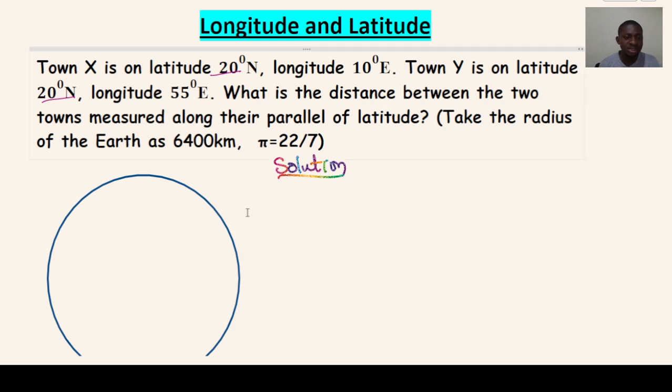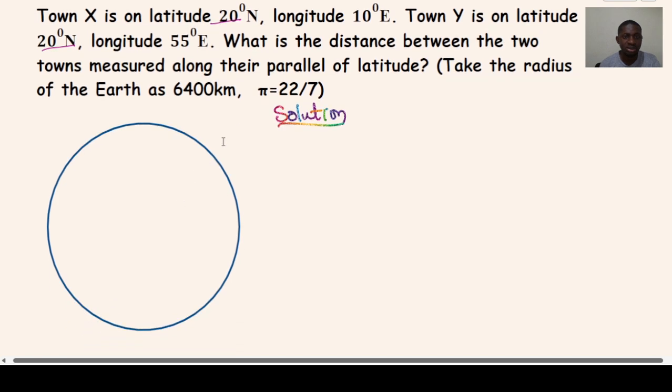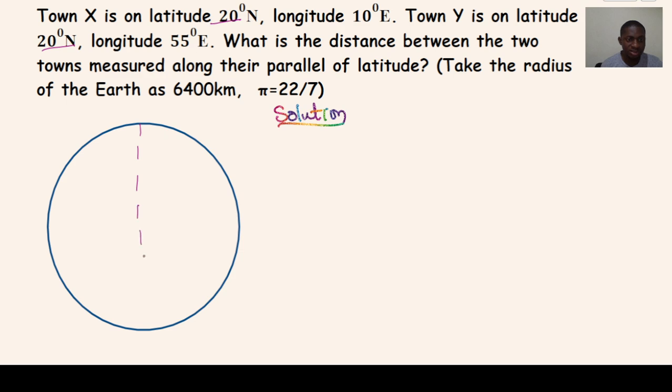To do that, remember we always sketch it. You have a circle where we have it divided. You draw the polar axis, this being the center of the earth. Here is the north, here is the south. So here we have the east, and here the west.